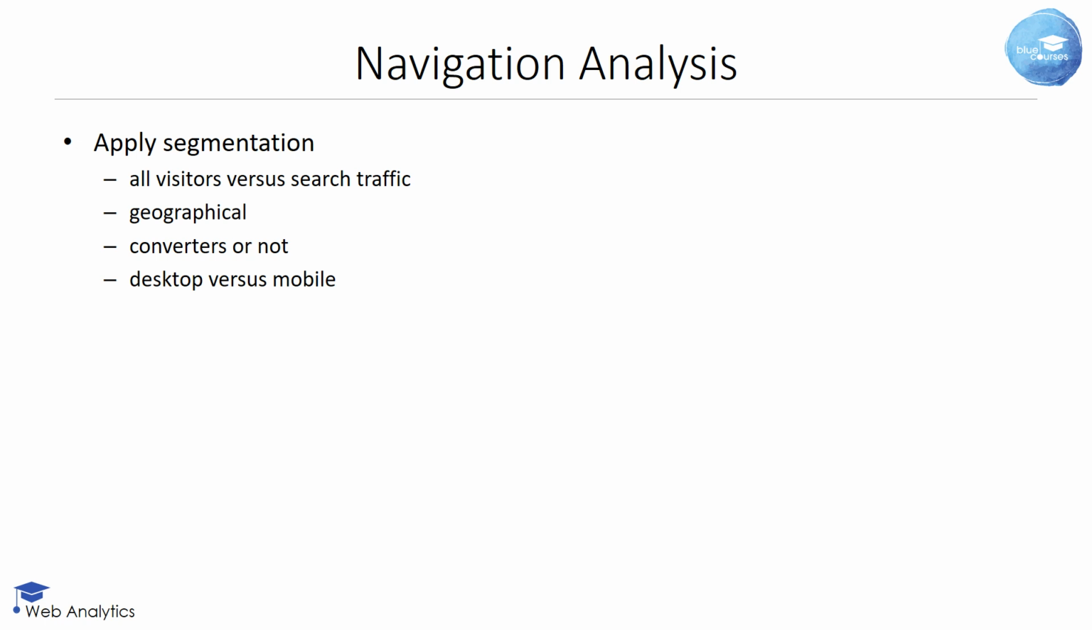As with any type of web analytics, also with navigation analysis, it is recommended practice to apply segmentation where possible. For example, investigate differences between navigation behavior of all visitors versus search traffic visitors, across geographical regions, converters versus non-converters, and desktop versus mobile devices. The latter allows you to see if your website performs well on different devices. Content that is prominent on a desktop device might sit much further down on an iPhone. And you need to see if navigation and interaction differs and what the impact is thereof.